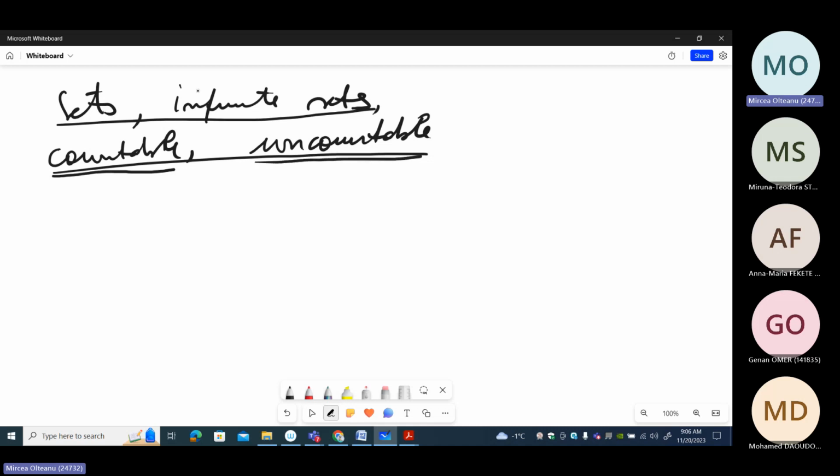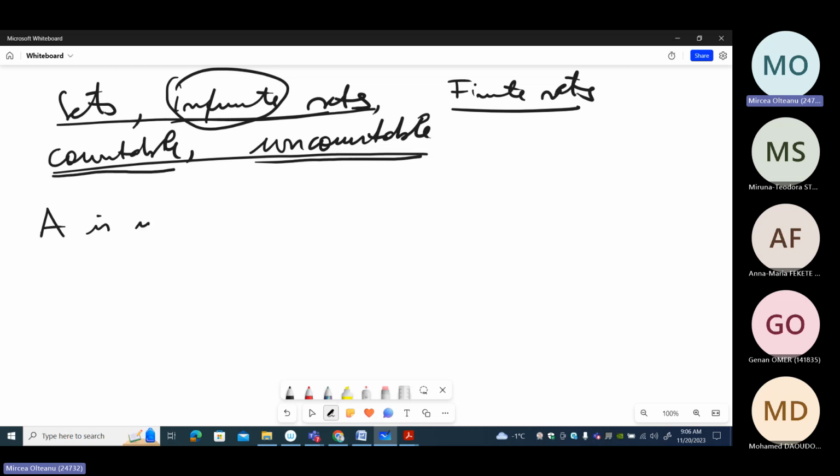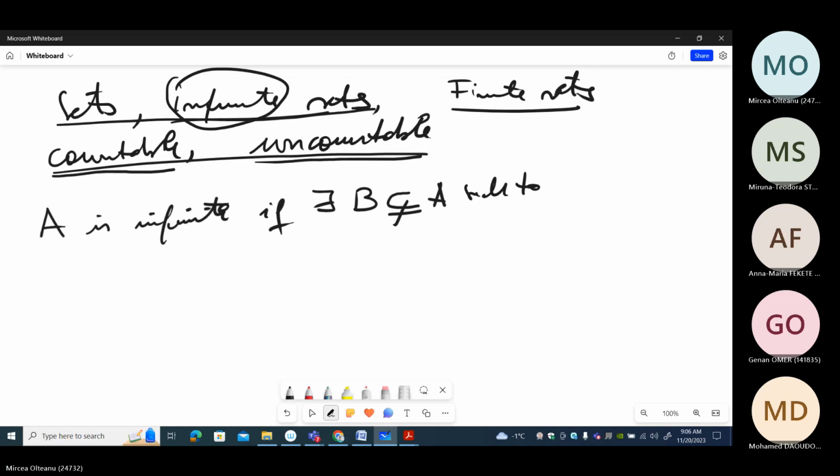But first of all, we must make a distinction between infinite sets and finite sets on the other hand. So here you must know the definition of an infinite set. The set A is infinite if there is another set B which is strictly included in A, so they are not equal, such that A and B are equipotent.